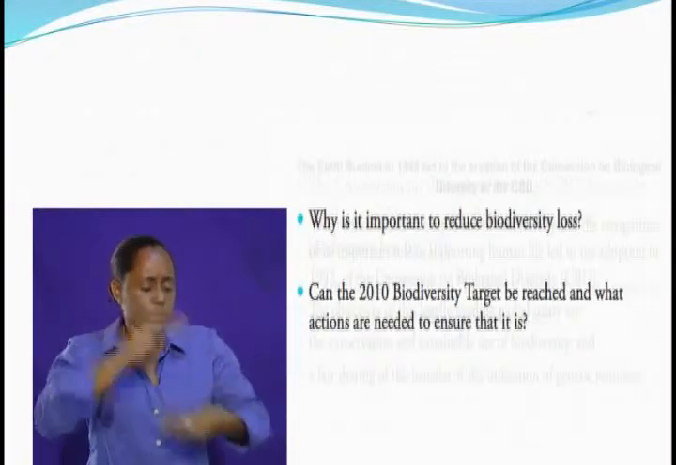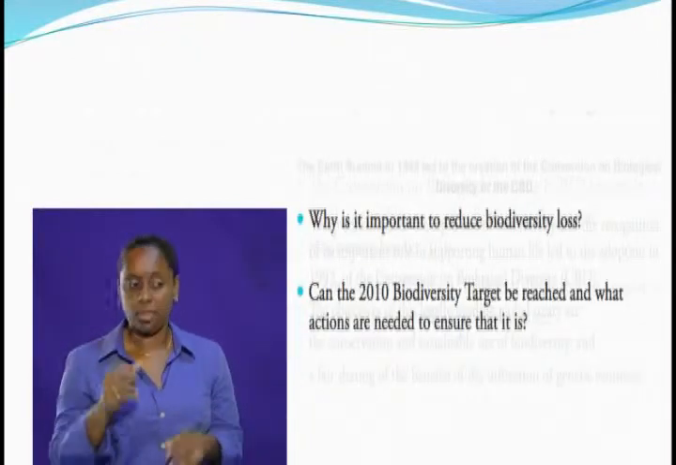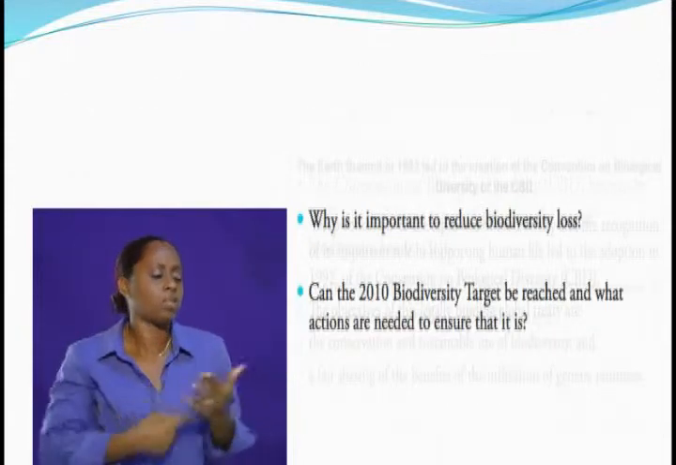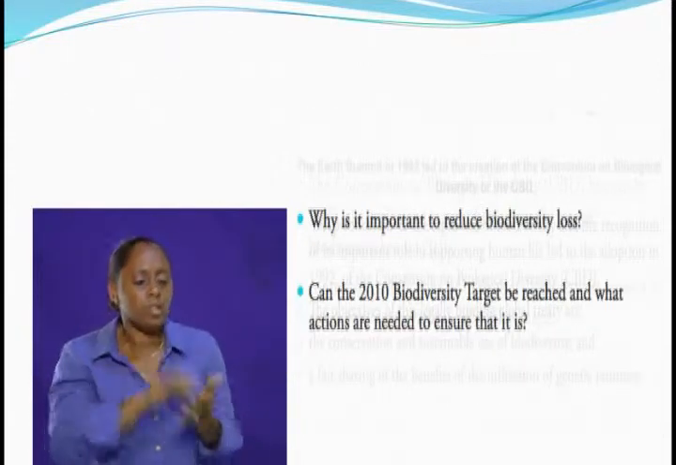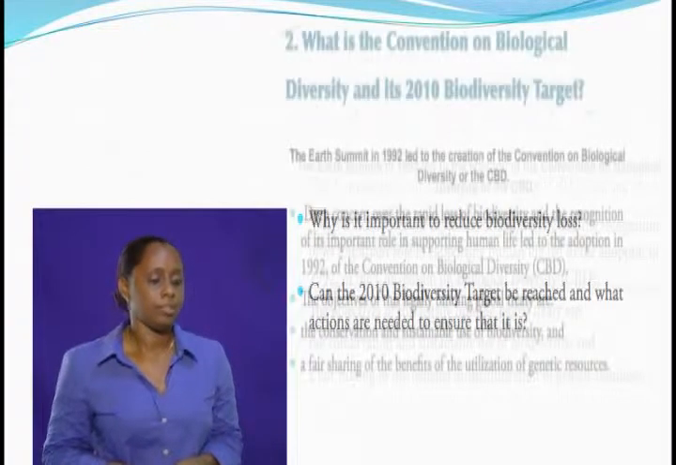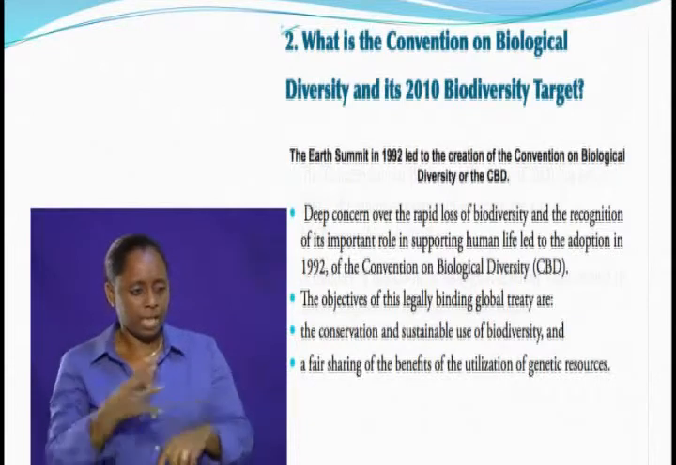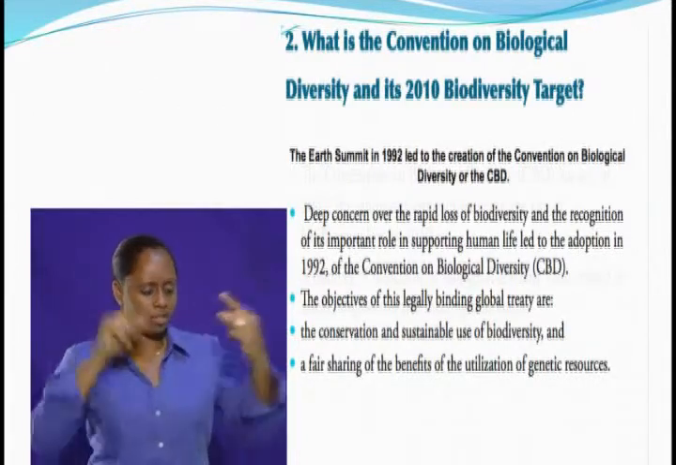Why is it important to reduce biodiversity loss? Can the 2010 biodiversity target be reached, and what actions are needed to ensure that it is? What is the Convention on Biological Diversity and its 2010 biodiversity target?